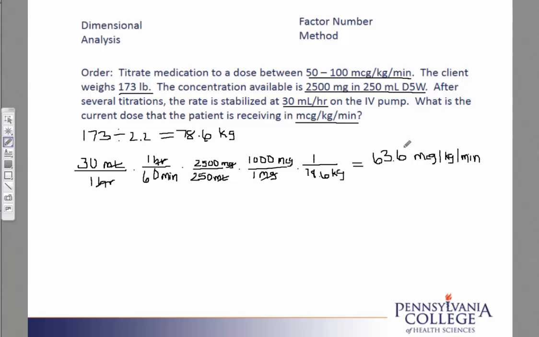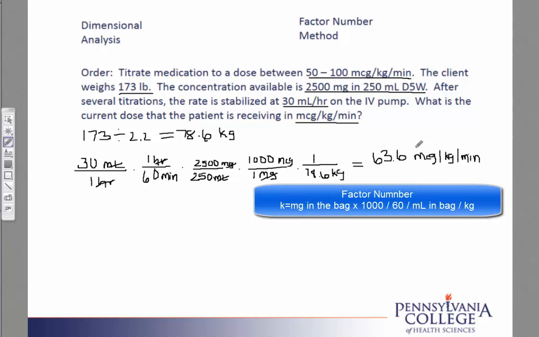Next, I'm going to do the problem using the factor method. In the factor method, one way to find the factor number is to use a memorized formula. You'll see the formula show up on your screen in the blue box. To use that formula, I start with the milligrams in the bag, so 2,500. I multiply that by 1,000.